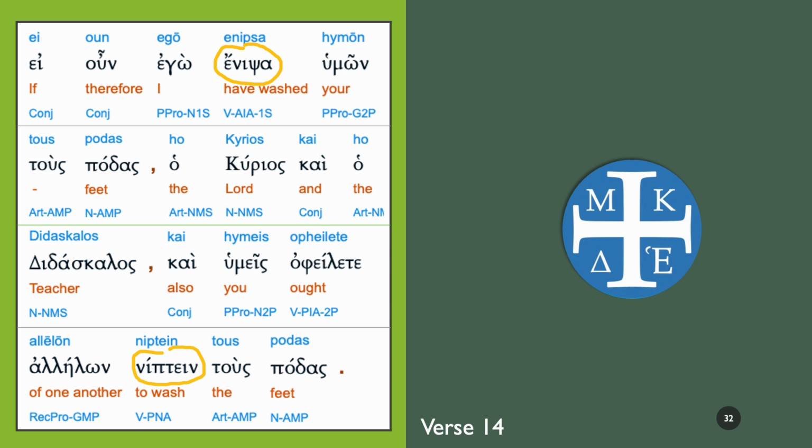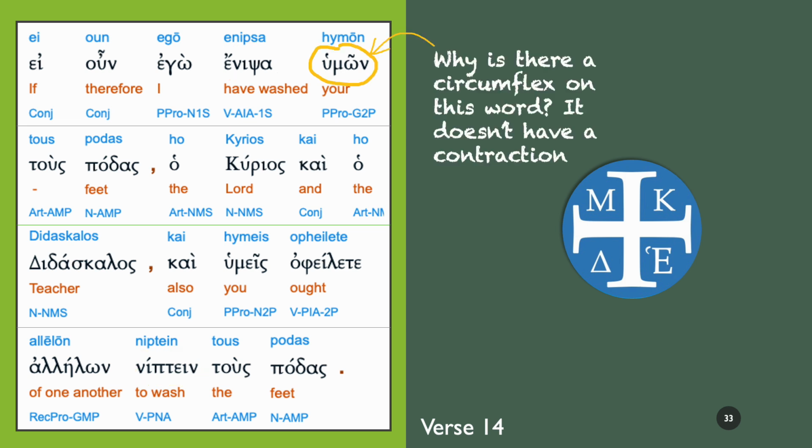I just want to draw attention to these verbs here, which I'm going to come back to in a minute. Note here the tense and the mood. Enipsa, and then niptein on the bottom line are the same verb. One is aorist indicative and the other is a present infinitive. I'll come back to that verb because it's used a lot.